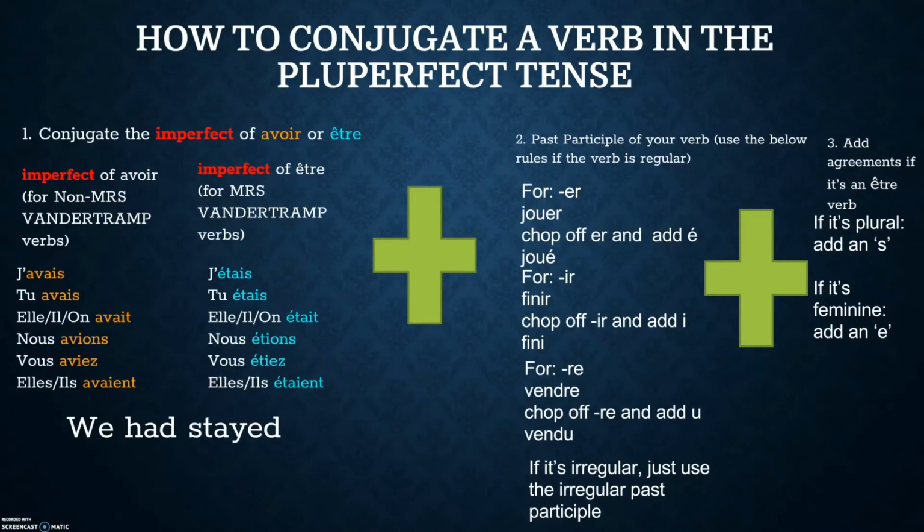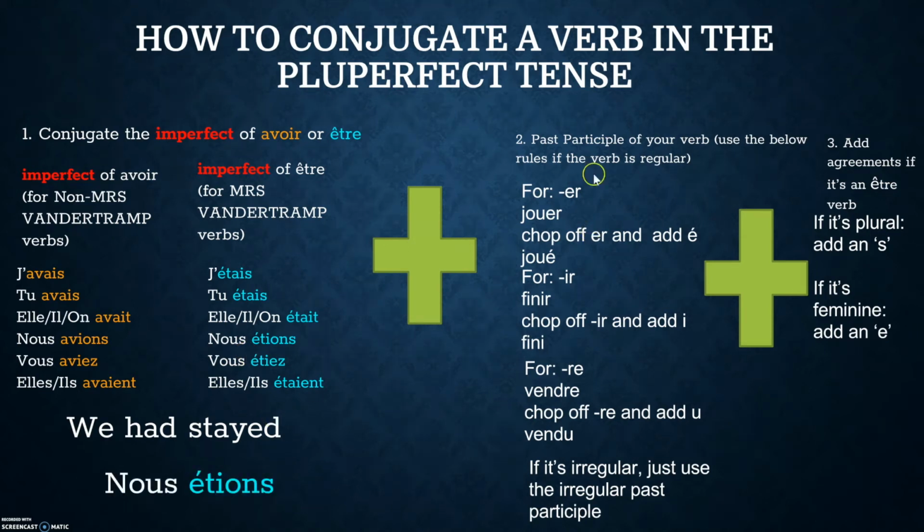Another conjugation. So we had stayed. So had stayed means we're going to have to use the pluperfect here. Rester is the verb to stay. Therefore, we have to conjugate the verb rester in the pluperfect tense. Rester is a Mrs. Van der Tramp verb, so we have to use the imperfect of être. The personal pronoun is we, so we have to use the nous form of the imperfect of être, which is nous étions. So that's the first half of the conjugation done.